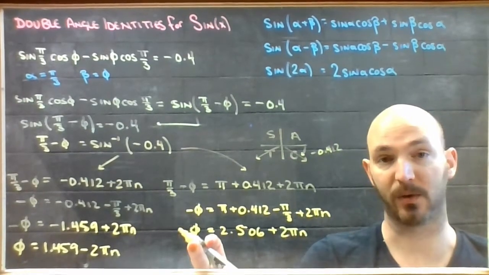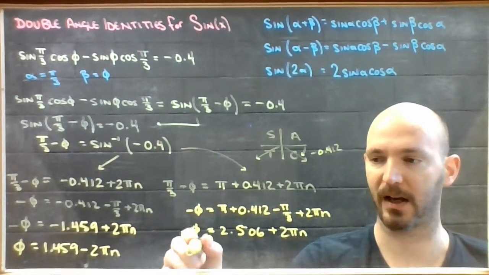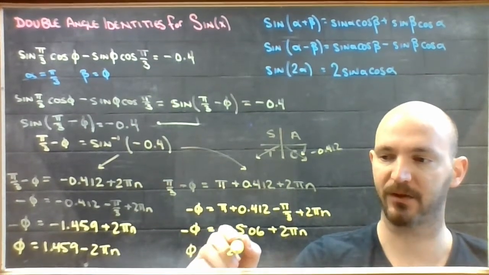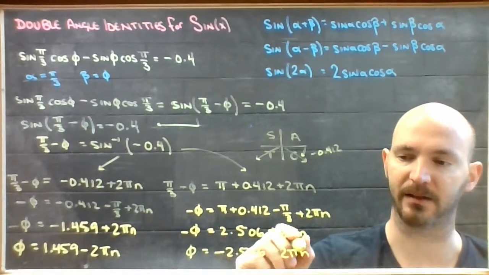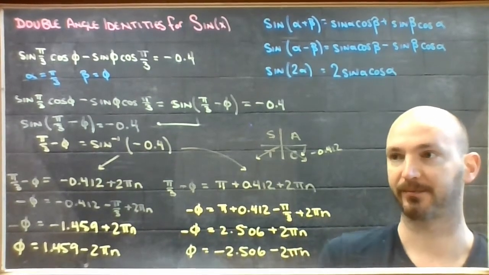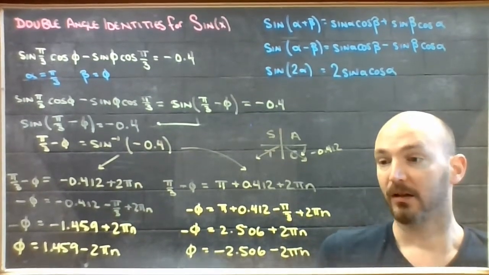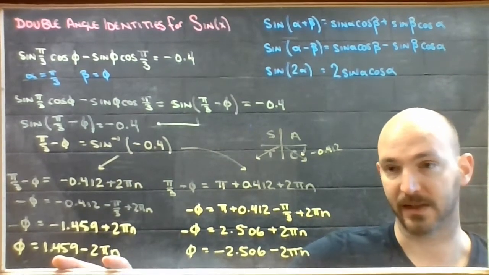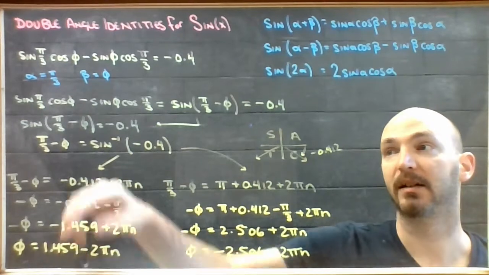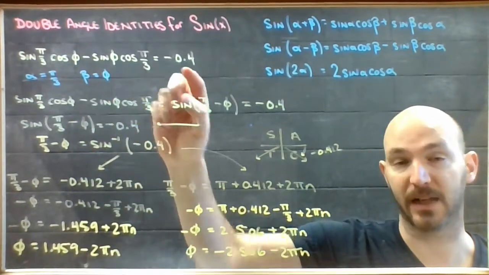And again, I don't want negative phi, I want phi. So phi is negative 2.506 radians minus 2 pi n. Lovely. So at this particular value in radians, this number plus or minus as many 2 pi's as you like, if I put that here and here, I would spit out negative 0.4.